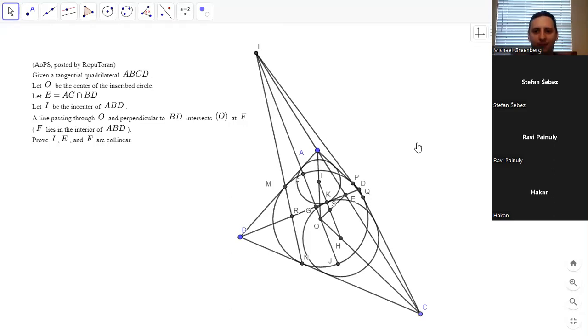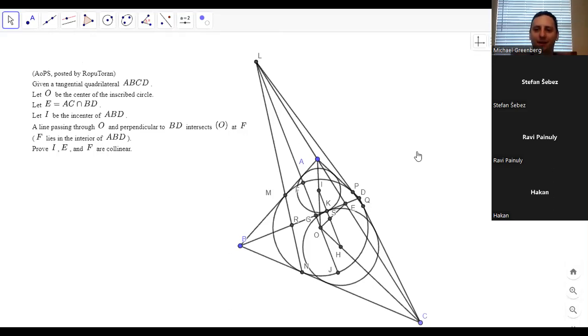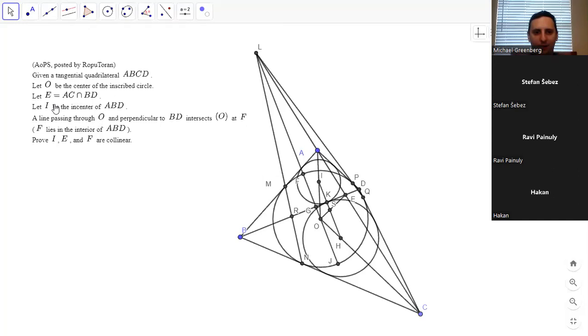Oh, sorry, Stefan said it. So we made a decent amount of progress on this problem. It has a pretty simple statement, I feel like.